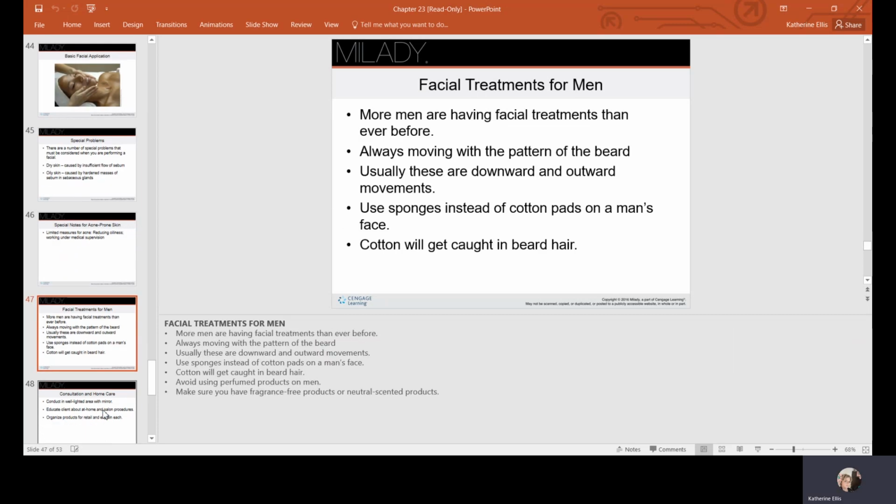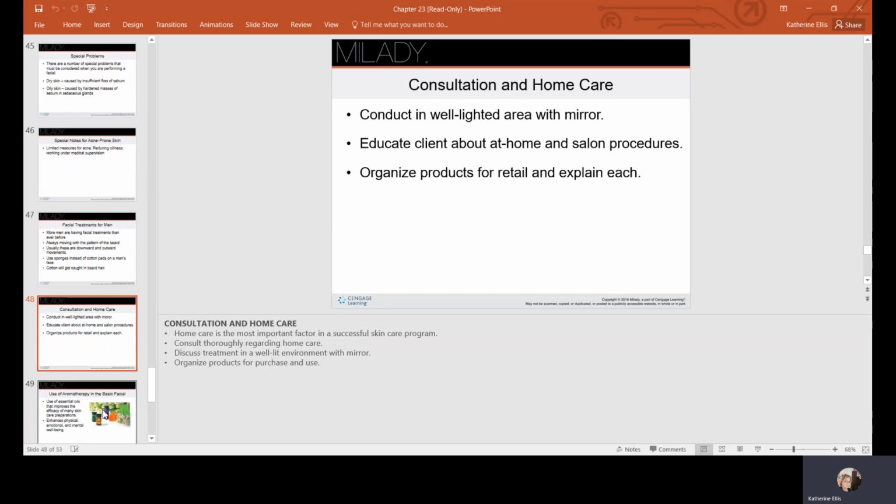So facial treatments for men. Men are having more facial treatments than ever before. You always want to move allowing for the pattern of the beard. You want to use downward and outward movements if you're working along the beard. Use sponges instead of cotton pads on a man's face because the cotton will leave lint in his beard and you'll have to spend time removing that.